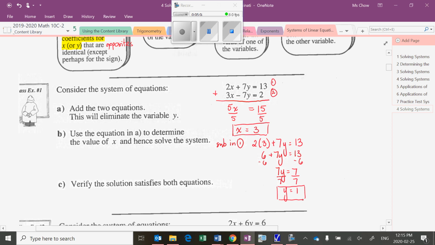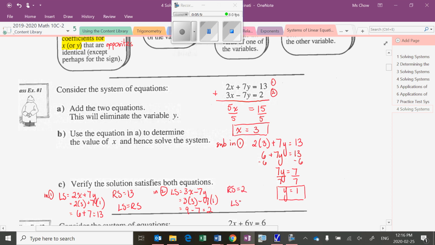And let's verify the solution satisfies both equations. So we've got two left side, right side verifications to do. So in 1, we've got the left side as 2x plus 7y, or 2 times 3 plus 7 times 1, so 6 plus 7, which is 13, and the right side of equation 1 is also 13, so left side equals right side. Awesome. And then in equation 2, we've got the left side being 3x minus 7y, or 3 times 3 minus 7 times 1, or 9 minus 7, which equals 2. And the right side of equation 2 is also 2, so left side equals right side.